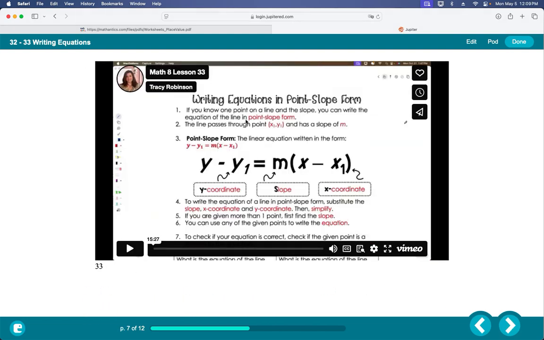Now we're going to write equations in point-slope form. In point-slope form, the linear equation is written like this: y minus the y coordinate equals the slope of the line times x minus the x coordinate. If you're given more than one point, we first find the slope, and we can use any of the given points to write the equation. All right, so let's look.